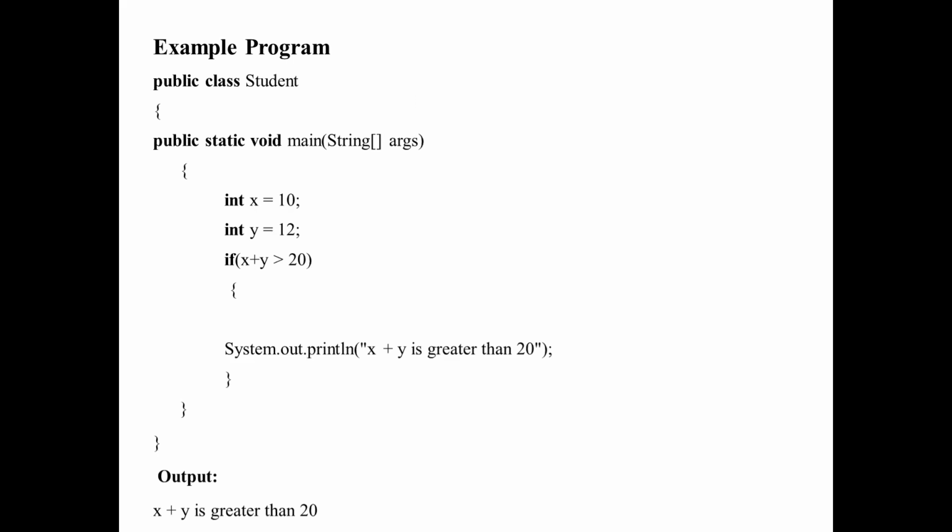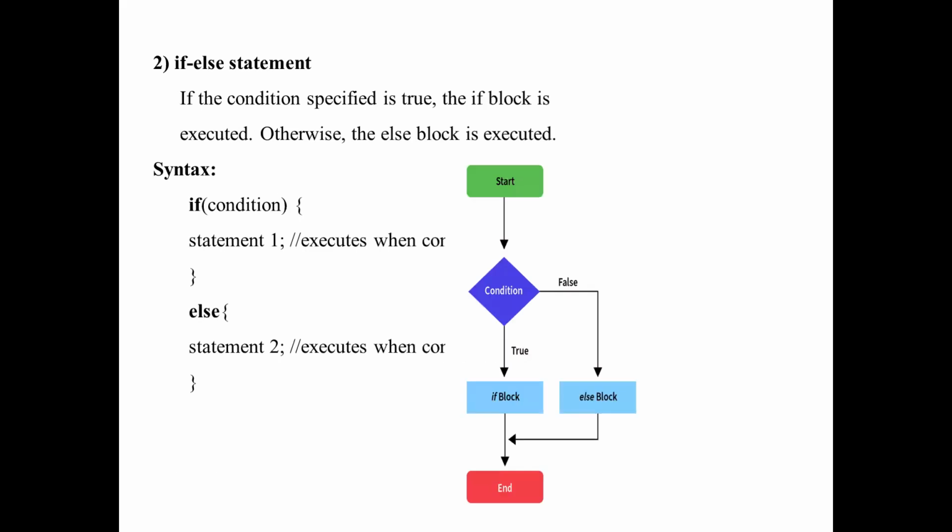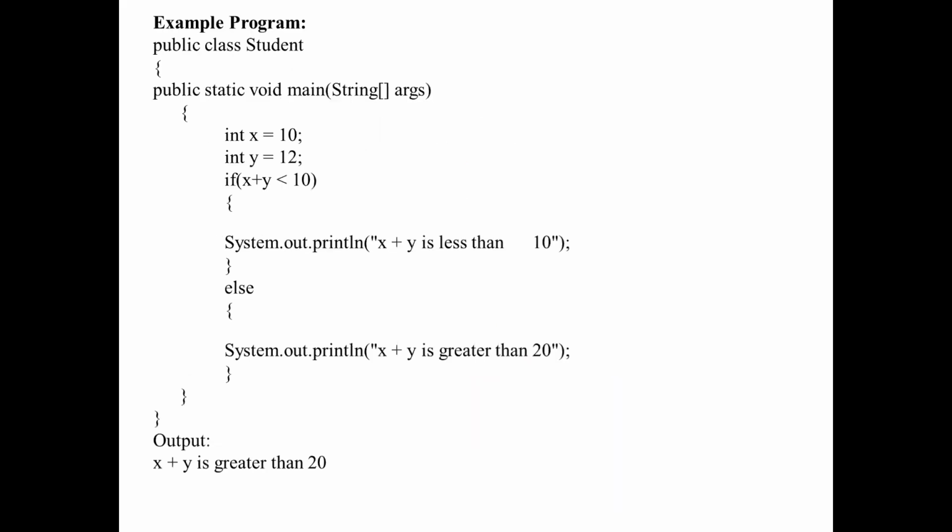In that case, the next construct is if else. If this is true, okay. If this is false, what should it do? In that case, we go for else, which executes when the if condition is not satisfied. So if the condition is true, the if block executes. If the condition is false, the else block executes.